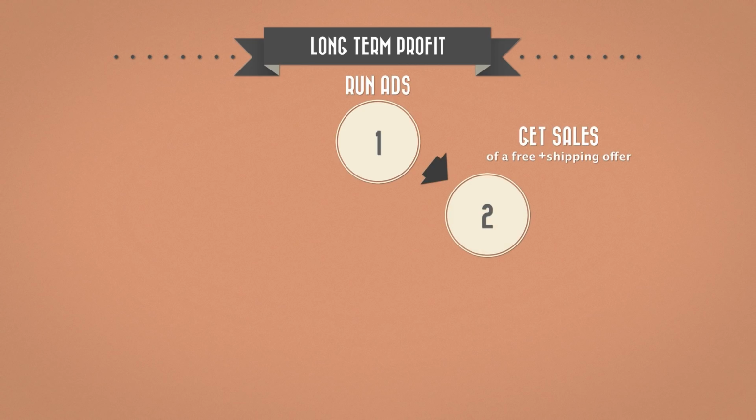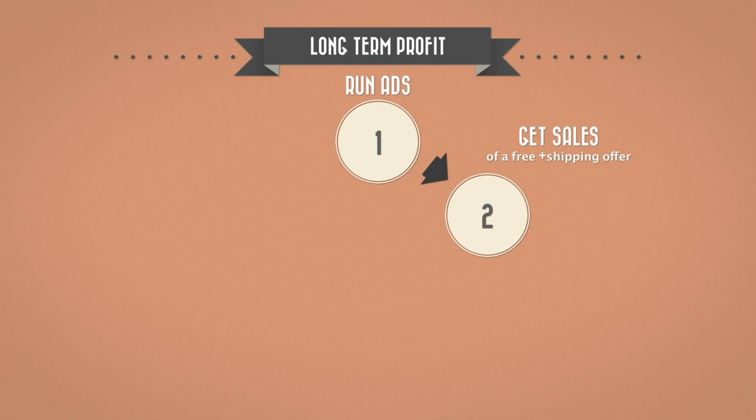Now, secondly, we're going to get sales of a free plus shipping offer. So we're going to find an offer on AliExpress that is priced very low, like I don't know, a 50 cents, $1, $2, $3 product, and we're going to give it away for free. But we're going to charge, of course, for shipping. So we're going to use that angle. We're going to promote the product as being free. All they have to pay is a small fee for shipping, and it works really well. Conversions go really up. And what we can do is we can also make a profit on these sales, right?